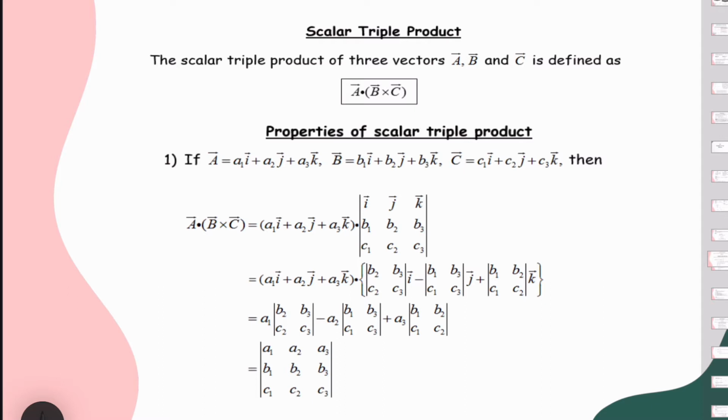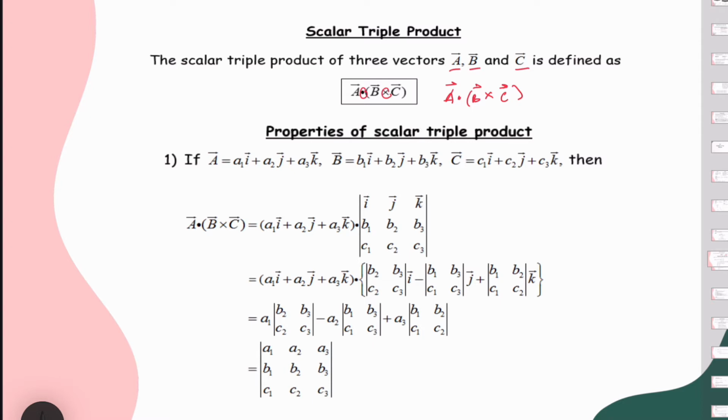So kita ada vector A, vector B dan vector C, and it is defined as vector A dot vector B cross product with vector C. Ini kita panggil sebagai scalar triple product, where in this scalar triple product we have a dot product and also the cross product. So let's say we have the vector A dot with the vector B cross with vector C. We call this one a scalar triple product.